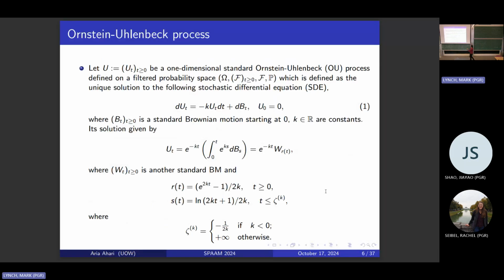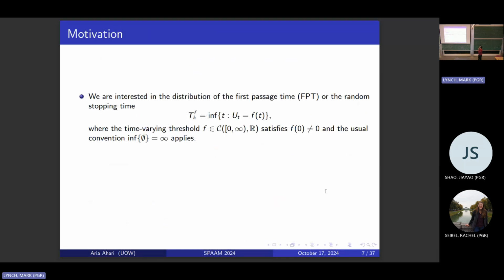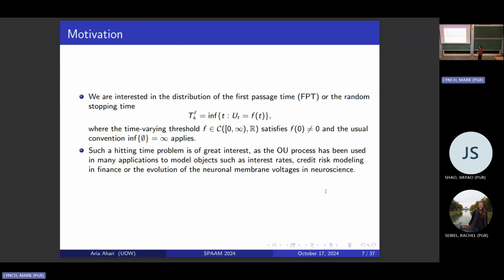The SDE has the form with minus kU_t, or you can write the solution, and this integral you can write as a time-changed Brownian motion. We don't have to think about this now. Just know that R_t is some function and S_t is its inverse. They're just functions; you don't have to think much about it. Again, we're talking about the first time you hit it. The OU case is also interesting because in neuroscience they also use the OU for the same kind of fluctuation modeling. In finance they used to use it a lot, but probably not as much nowadays.